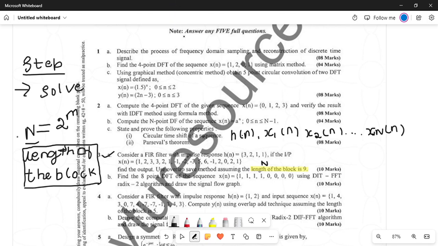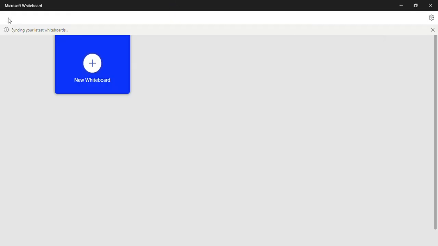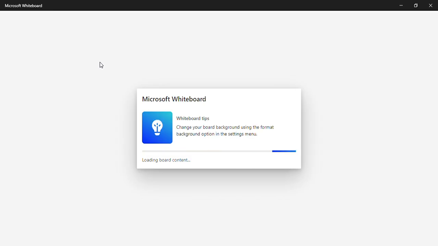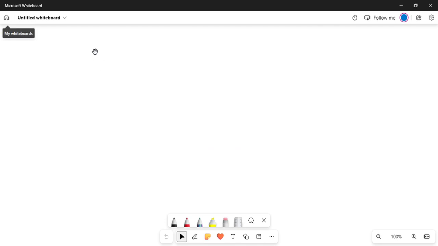Now let's start solving the problem. I'll take another new whiteboard for you all. So now let me start solving the question. I just showed you what the question is. He has given h of n and x of n. Let's start solving using the overlap save method.